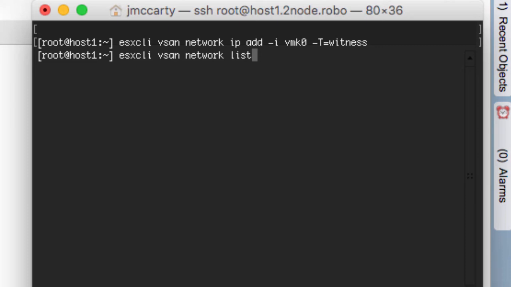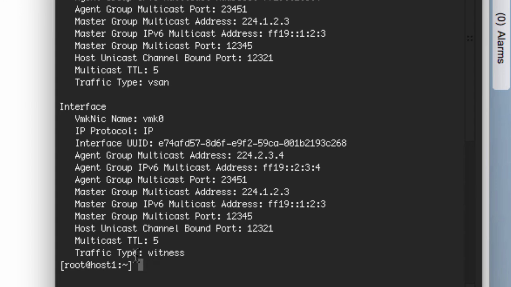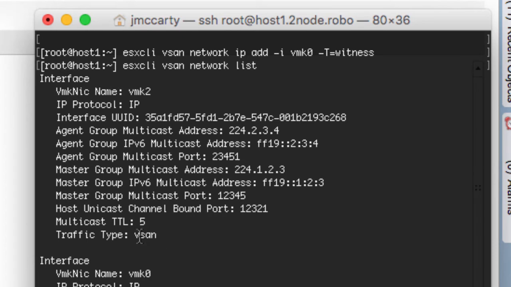In the vSAN network listing, I now see that VMK0 is tagged for witness traffic. That's our management interface, which is switched and goes out across the network to our witness appliance. Our vSAN VMK2 kernel port is directly connected to the alternate host.